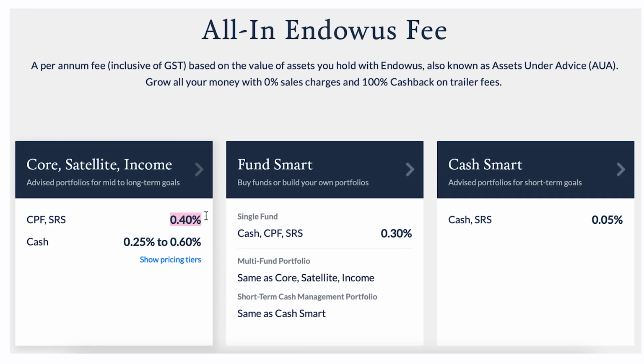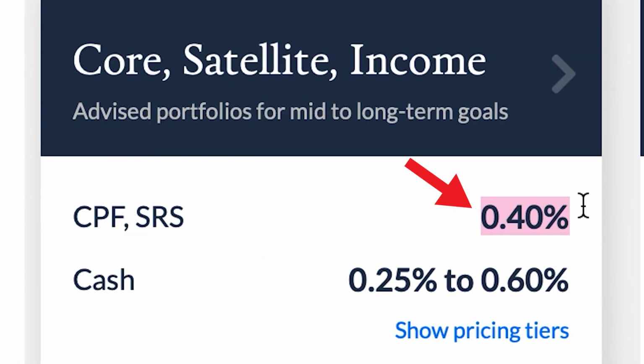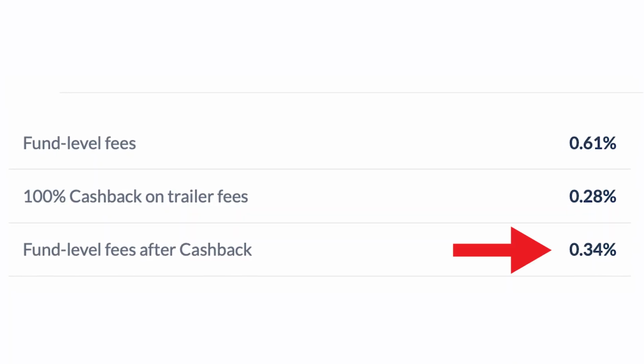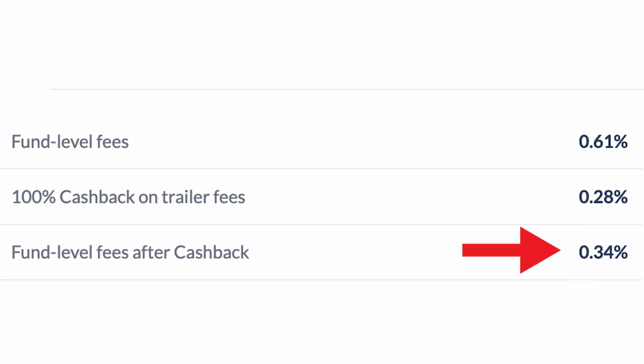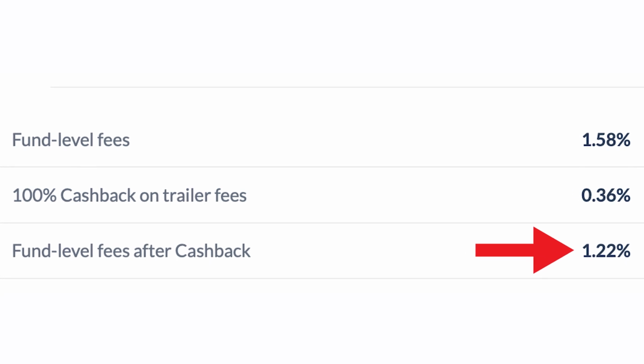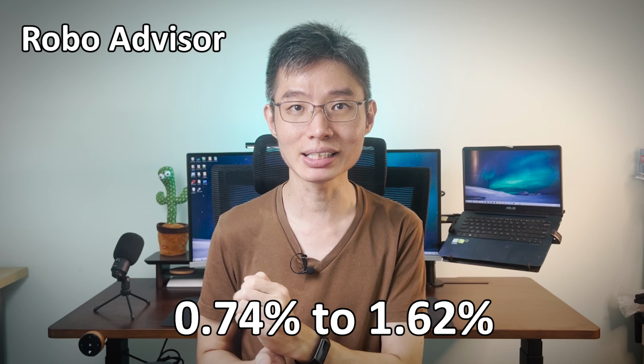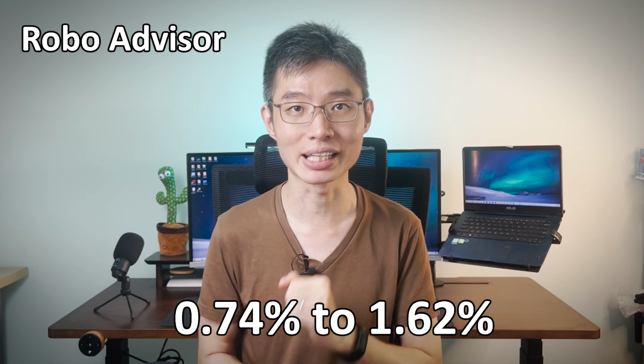The first fee is Endowus management fee, which is 0.4% per annum. And the second fee is fund level fee. The fee ranges from 0.34% all the way to 1.22% after cashback. When you add up both fees, you will be paying between 0.74% to 1.62% per annum. So that's investing through a robo-advisor.